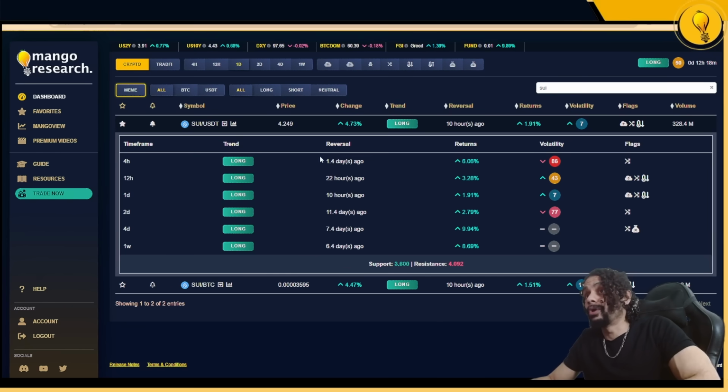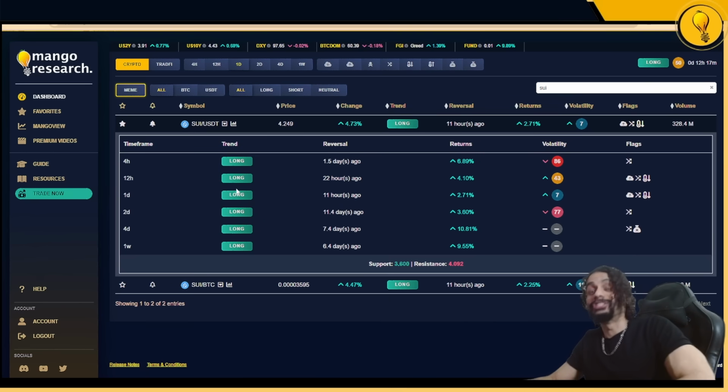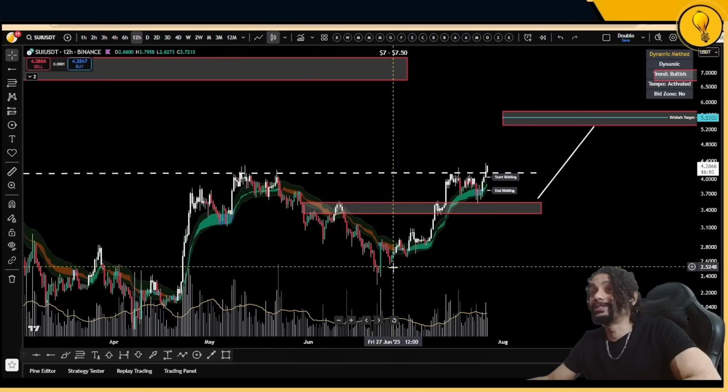The 4-hour has flipped long 1.4 days ago. The 12-hour has flipped long 22 hours ago, as well as the daily is now long as well, 10 hours ago. So this in conjunction with the fact that the charts are looking so fantastic.